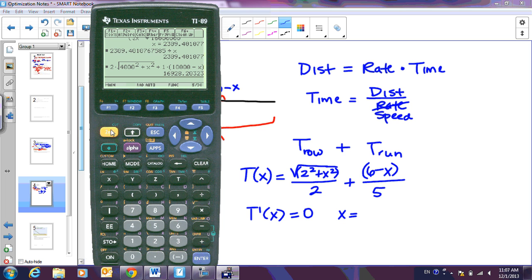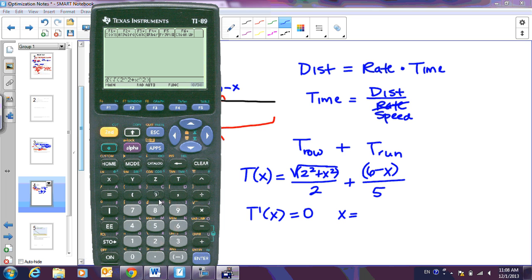And I am going to go ahead and clear the home screen as well, so it'll be easy to find things. So I'm going to differentiate the square root of 2 squared. Now, if you wanted to write that as 4, you could. That would be fine, but no other simplification can take place.